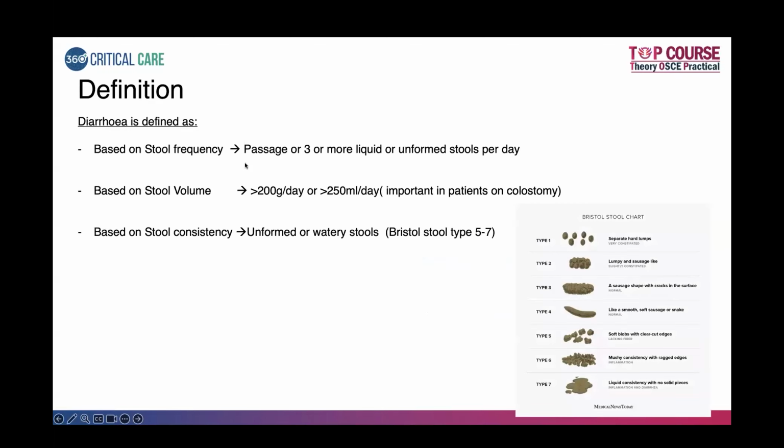So diarrhea can be divided based on three criteria. One is the stool frequency, stool volume, and stool consistency. So stool frequency: passage of 3 or more liquid or unformed stools per day. That is based on the stool frequency. Based on the stool volume, more than 200 grams per day or 250 ml per day, important in patients on colostomies. Based on the stool consistency, unformed or watery stools, that is Bristol type 5 to 7.